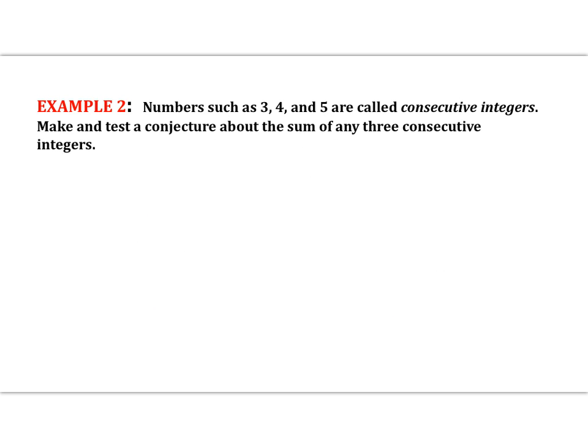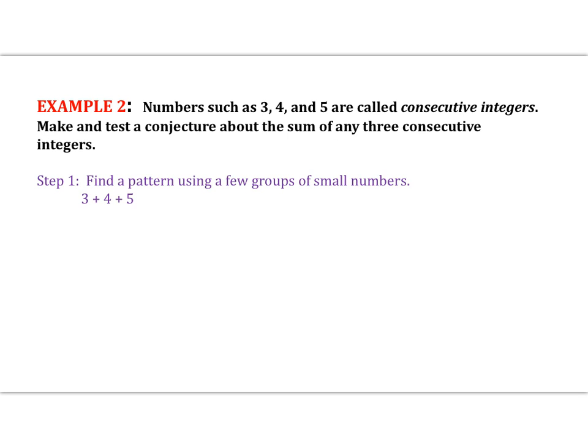All right, we can use inductive reasoning to consider the following situation. Numbers such as 3, 4, and 5 are called consecutive integers. Consecutive means to be one after the other. Integers means positive and negative whole numbers. So we want to make and test a conjecture about the sum of any 3 consecutive integers. So step 1, let's find a pattern using a few groups of small numbers.